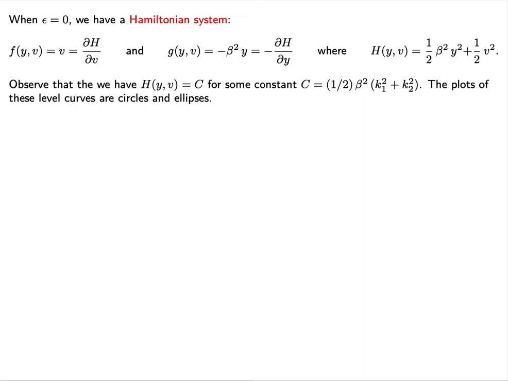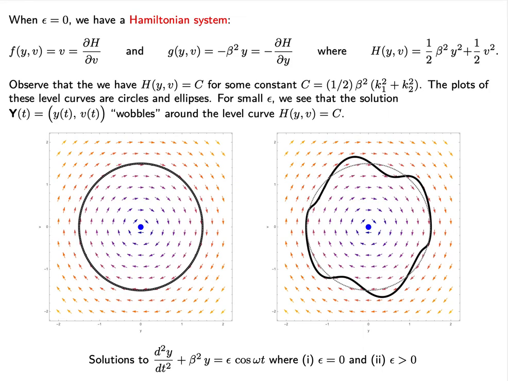Observe that when we have h of y, v equals some constant c, then we have level curves. And in fact, the plots of these level curves are just circles and ellipses. Here you can see a graph of some examples on your screen. On the lower left, we have a plot when epsilon is equal to 0. Here we simply have a harmonic oscillator that is not forced and it is undamped. So we simply express the phase plane as a series of circles.